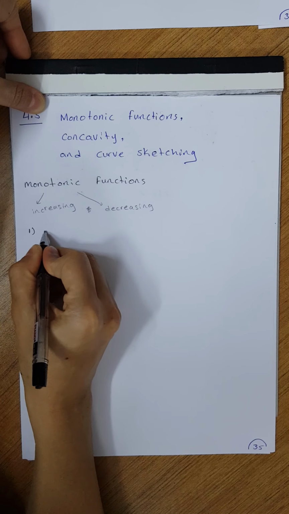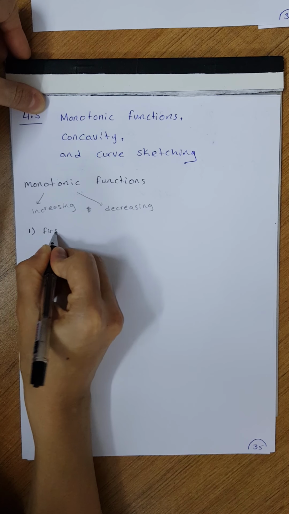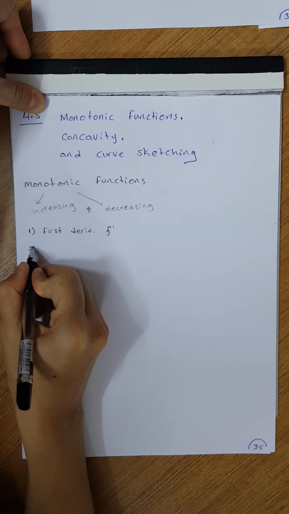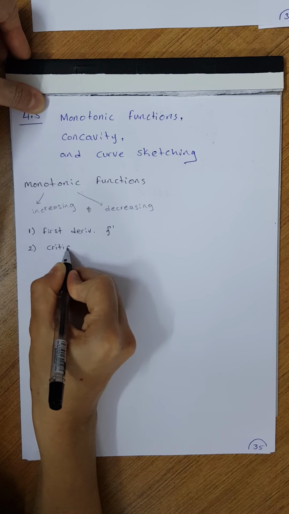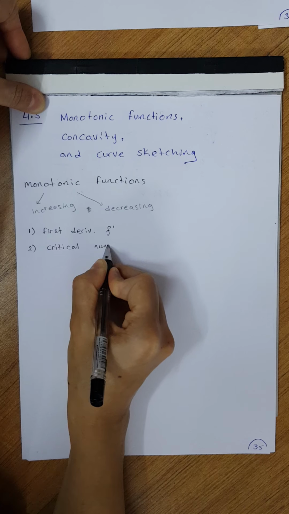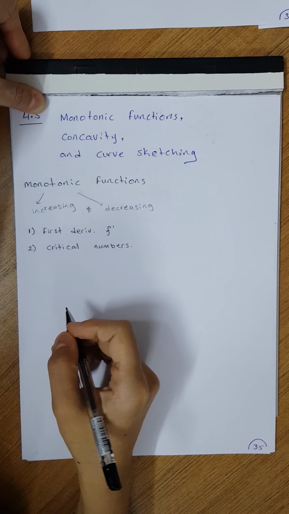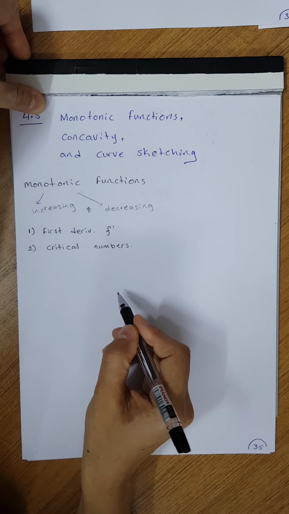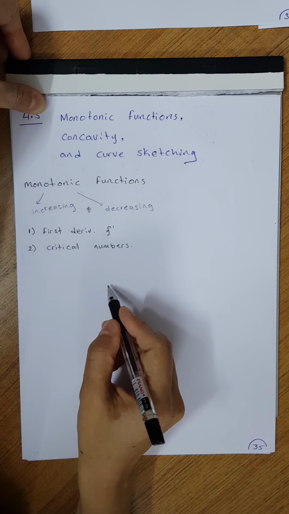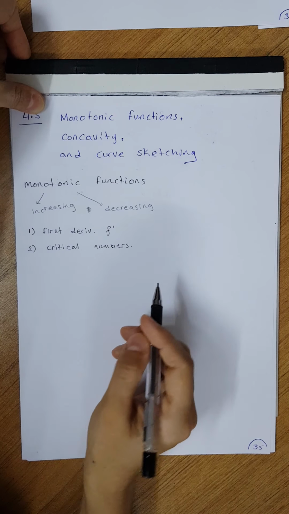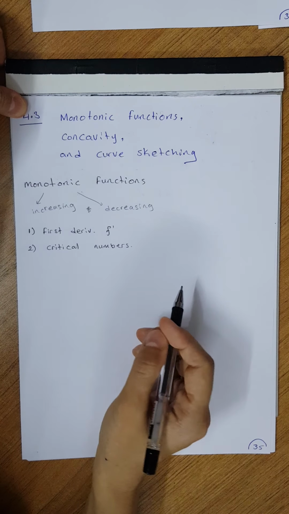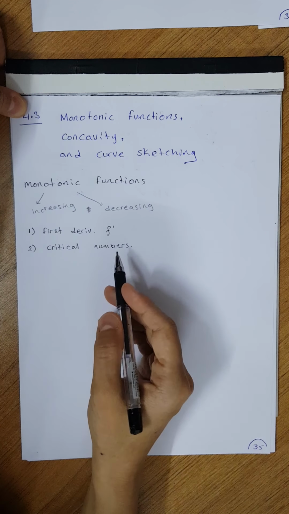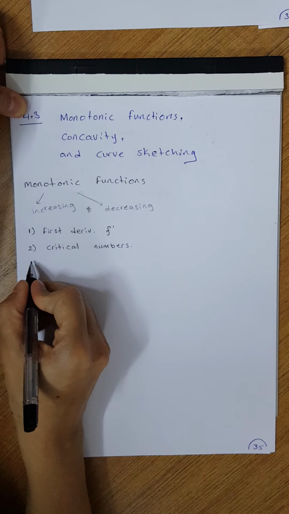First, we are finding the first derivative of the function. So we are finding f prime. Second, we are finding critical numbers. What are critical numbers? You know that a critical number is a number in the domain of the function such that f prime of x, that means the first derivative of the function, is equal to 0 or undefined. So those are critical numbers. I'm not writing the procedure because you already know what a critical number is.